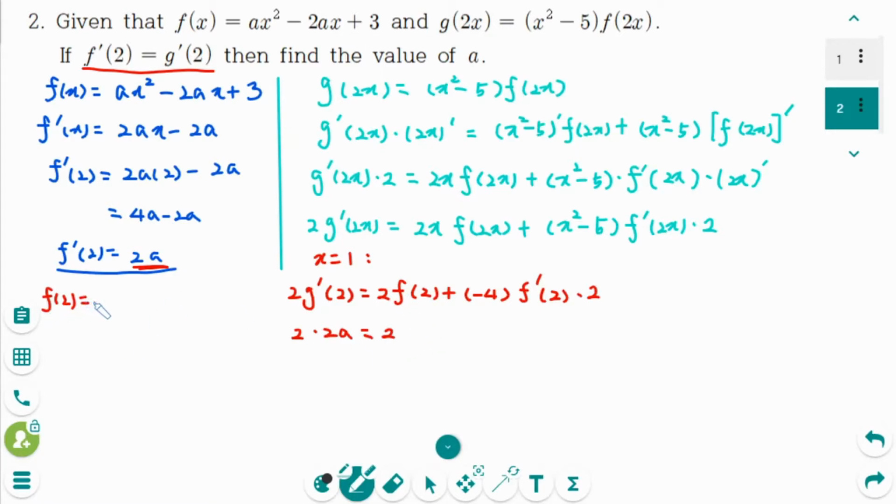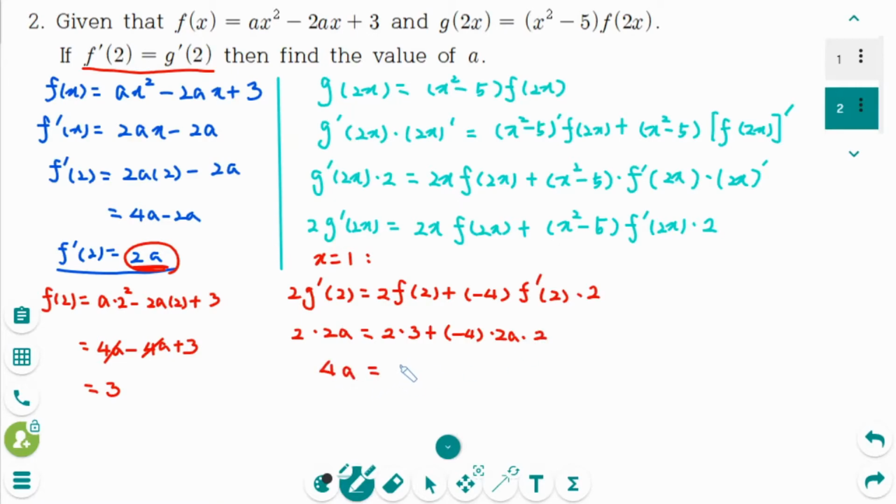F of 2 equals a times 2 squared minus 2a times 2 plus 3 equals 4a minus 4a plus 3, which is 3, times 3 plus minus 4 times f prime of 2, which is 2a, times 2. So 4a equals 6 minus 4, 2 times 2 equals minus 16a. Then move minus 16a to the left. 20a equals 6. A equals 3 over 10.